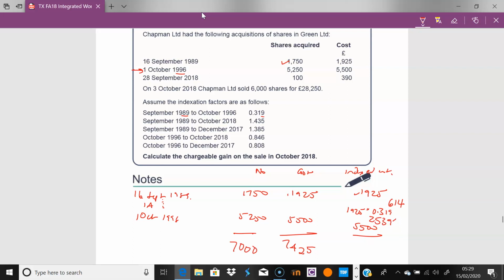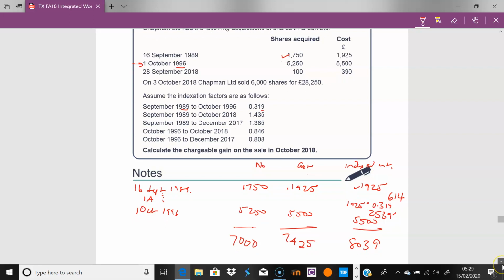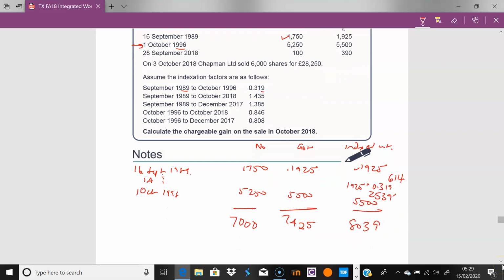And I now have shares with an indexed cost of 2539 plus 5500. So I've indexed all the way, and all these shares are now similar, 8039. Remember, this is the issue because every time I get to an operative event, I'm basically mixing up all my shares. So as of this date, I have 7,000 shares that are indexed at 8039.